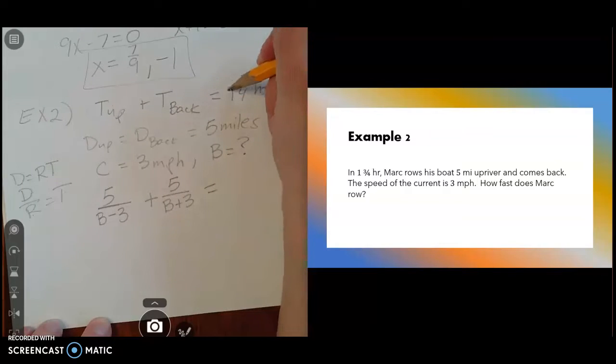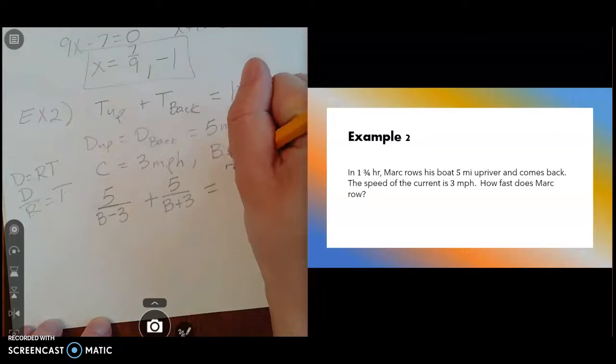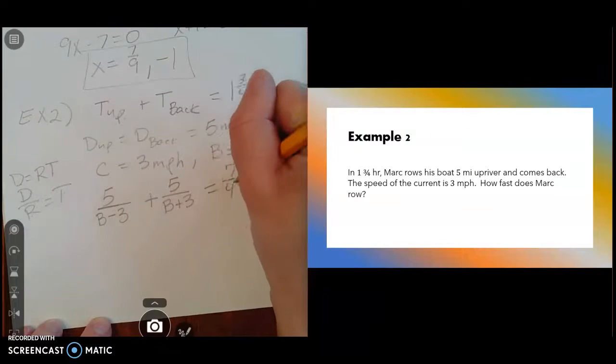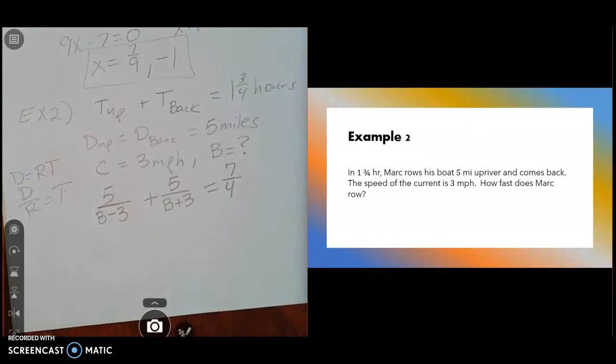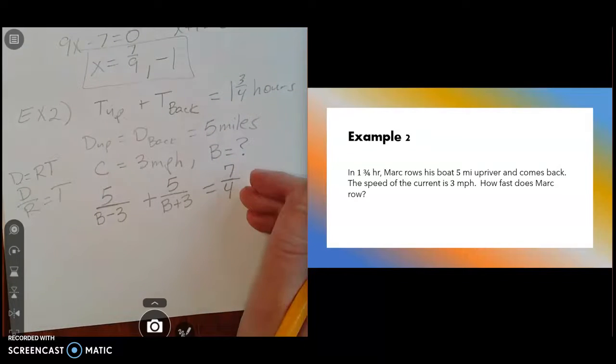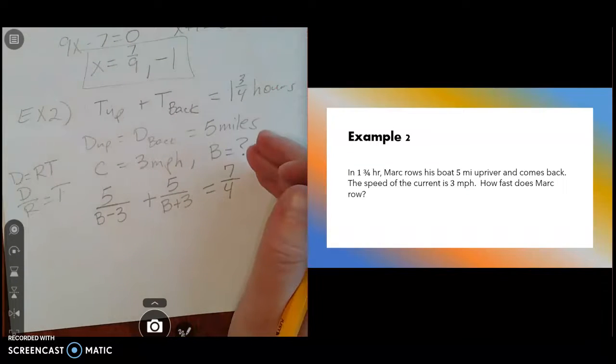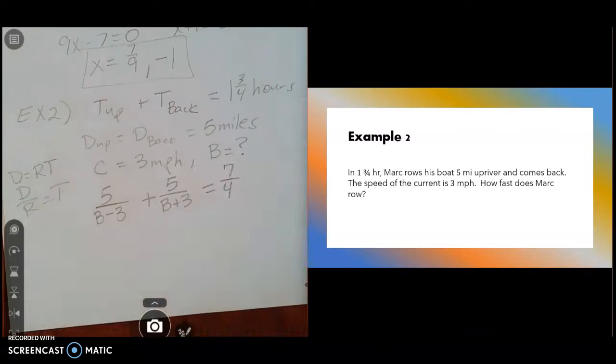4 times 1 is 4, plus 3 is 7. So 1 3/4 is the same thing as 7/4 hours. And now I have one equation using all of our information that can solve for our variable. We yet again have a rational equation.